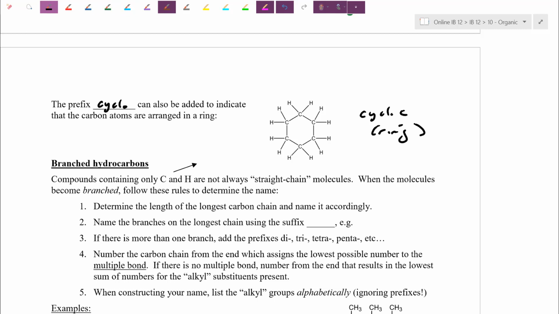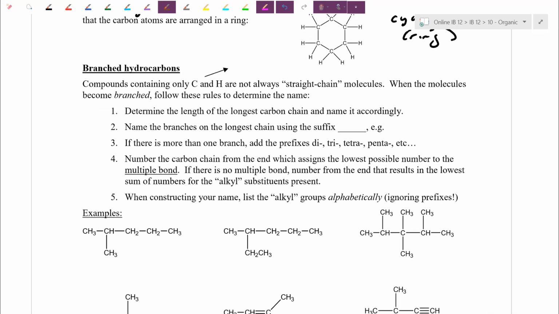So let me just introduce you to the main way of doing IUPAC here. We're going to pick it up from here tomorrow. This is basically how IUPAC does naming, especially important as you start doing branched compounds. Compounds containing only C's and H's, you can again call hydrocarbons.